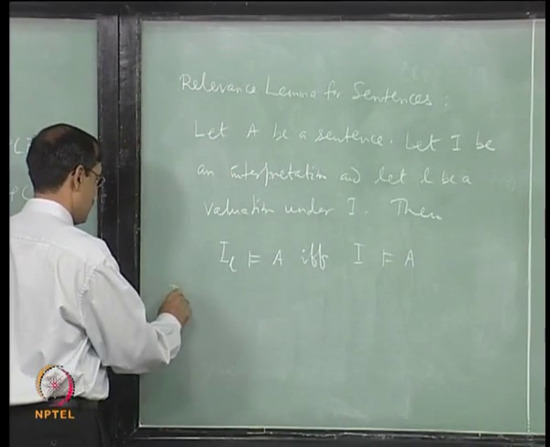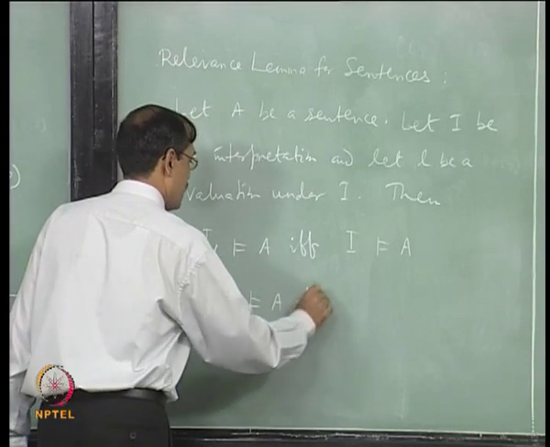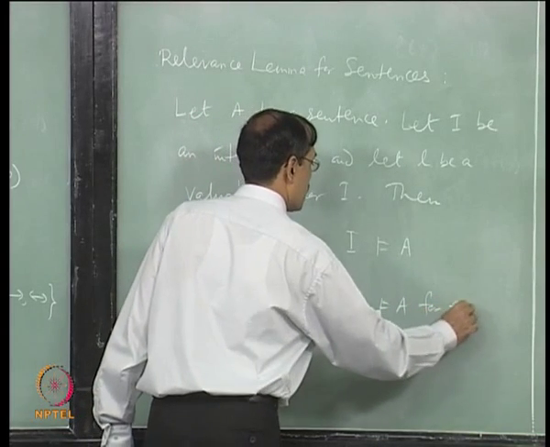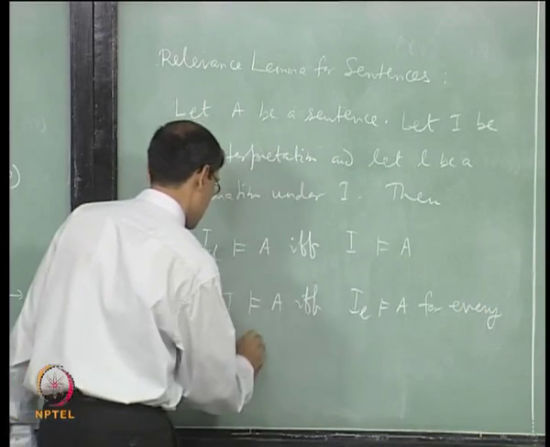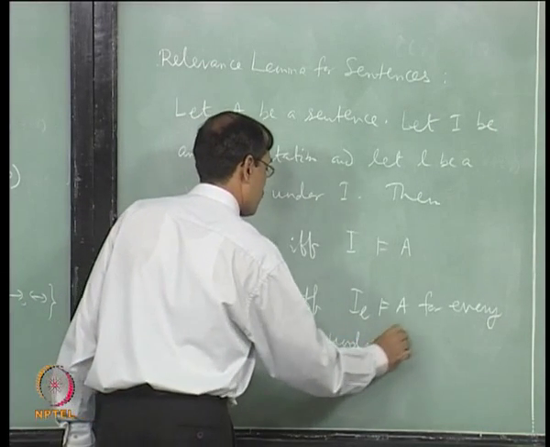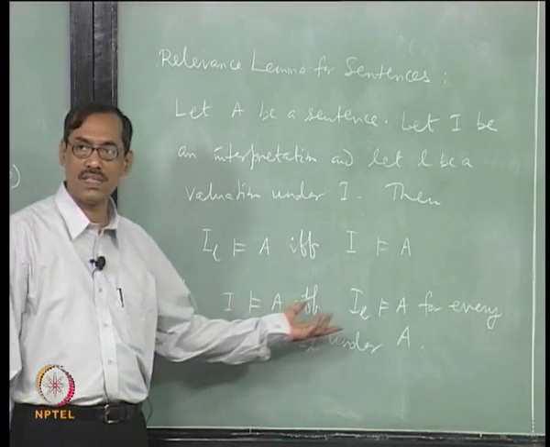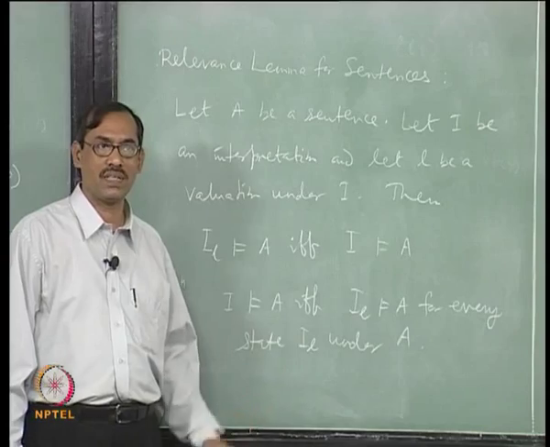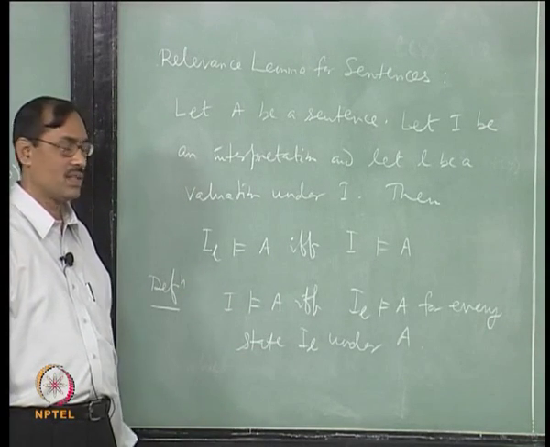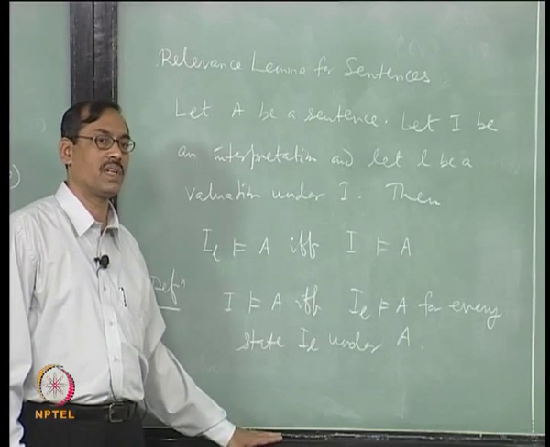Okay. We will give the definition now. The definition says I satisfies A if and only if I L satisfies A for every valuation, or every state I L under A. So, we have only defined satisfaction from the state's point of view, how a state satisfies a formula. Now, we are defining how an interpretation satisfies a formula. An interpretation satisfies a formula if and only if all states under the interpretation satisfy it.